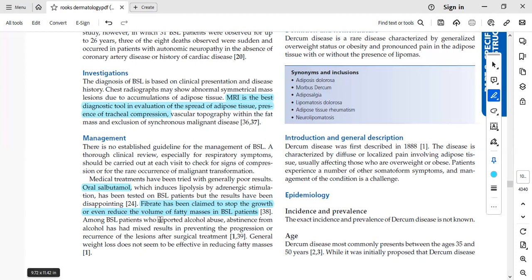Among BSL patients who reported alcohol abuse, abstinence from alcohol has had mixed results in preventing the progression or recurrence of the lesions after surgical treatment. General weight loss does not seem to be effective in reducing fatty masses.